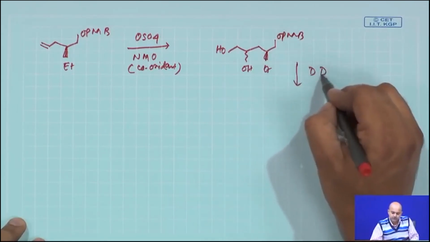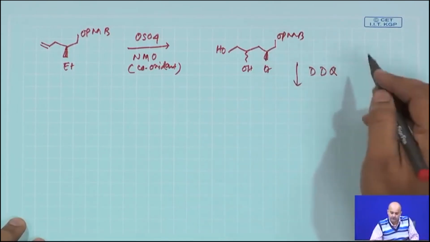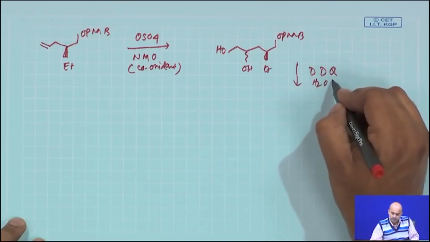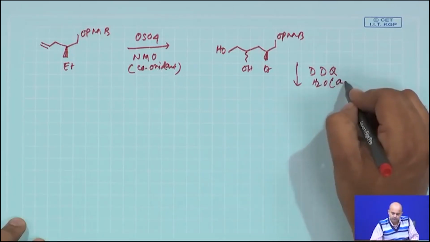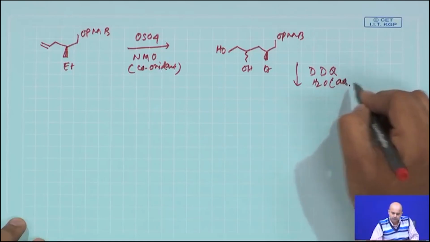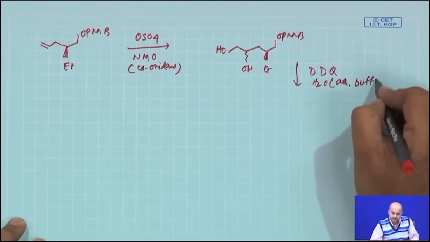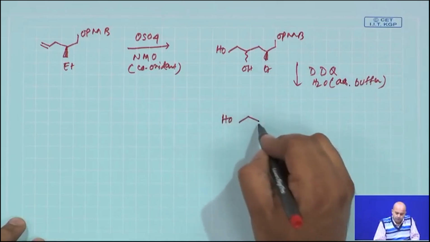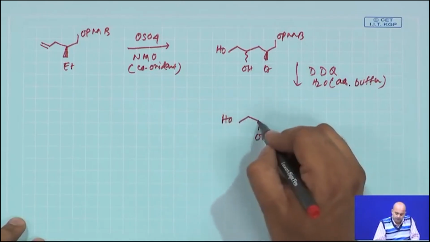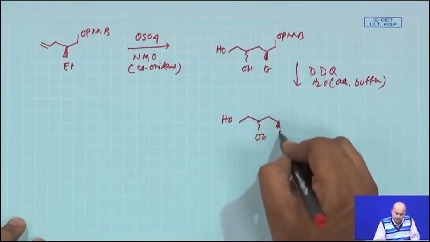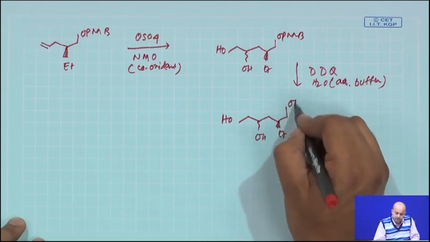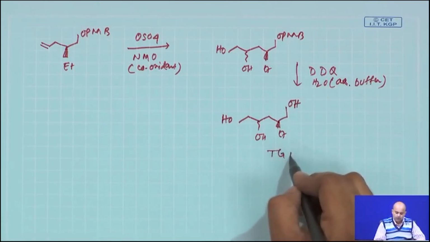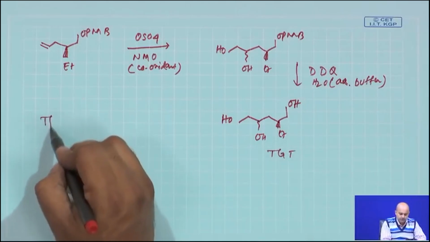For PMB deprotection, you can straight away use DDQ in water medium or an aqueous buffer, and then the PMB group will be deprotected as discussed earlier under DDQ conditions, and you will get the final target molecule. So, what reactions did we basically use here?